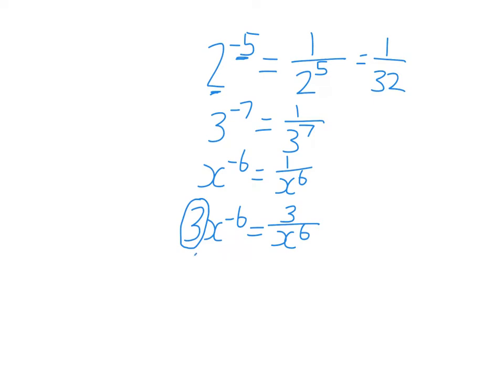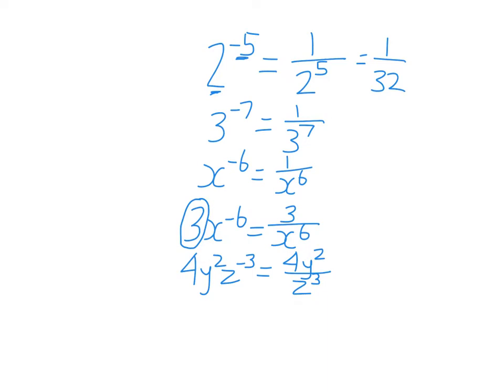So something like 4y squared z to the power of -3. Put the stuff that doesn't have a negative power on top and the stuff that does have a negative power on the bottom, but write it with a positive power.